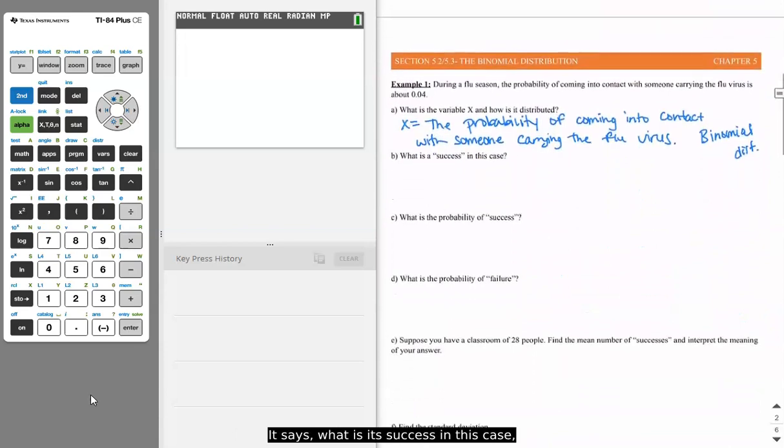All right, so it says, what is a success in this case? The success would be coming into contact with someone carrying the flu virus. Again, maybe not something that we see as positive, but in context, that's what a success is in our case.